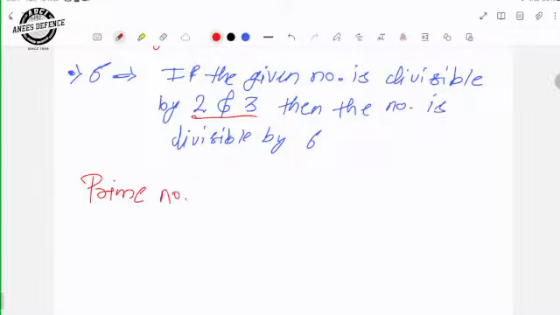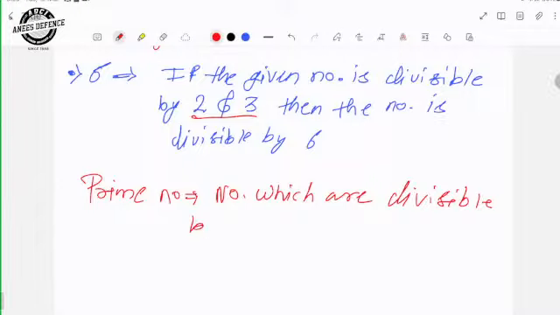What are the prime numbers? The numbers which are divisible by 1 and itself. Numbers which are divisible by 1 and itself. These are known as the prime numbers.